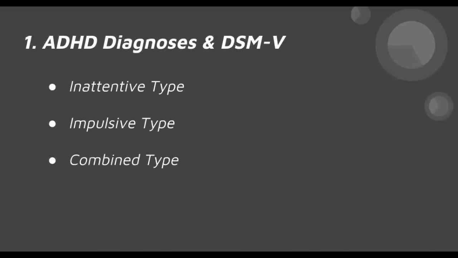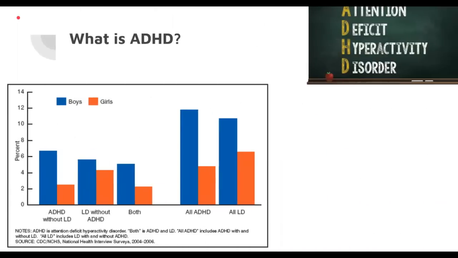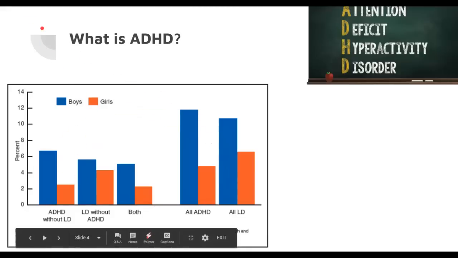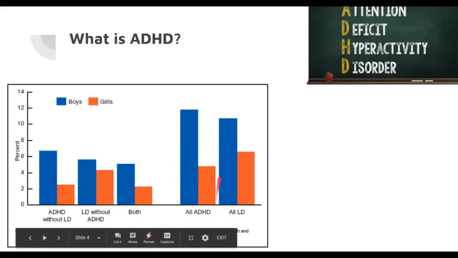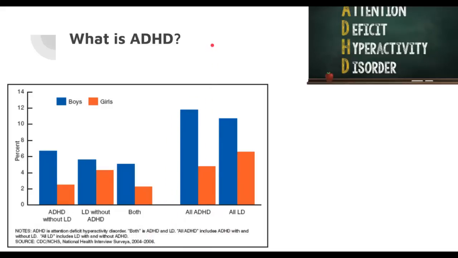So let's begin with looking at what ADHD is and how it's diagnosed via the DSM. Here we have a chart that I grabbed from the Centers for Disease Control and Prevention from the United States. With this chart, I'm really looking at these bars over here, and I'm looking at all of the diagnosed cases of ADHD. In blue we have boys, and in what looks like orange or pink here we have the girls.